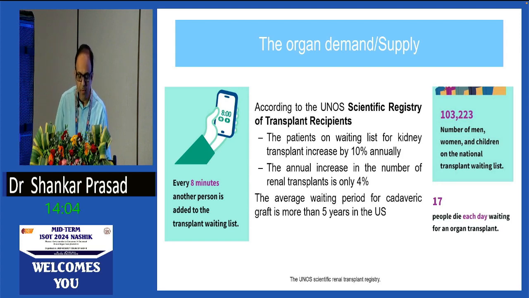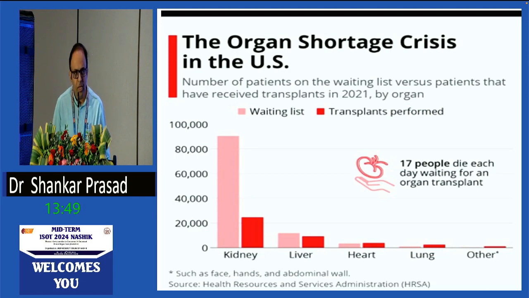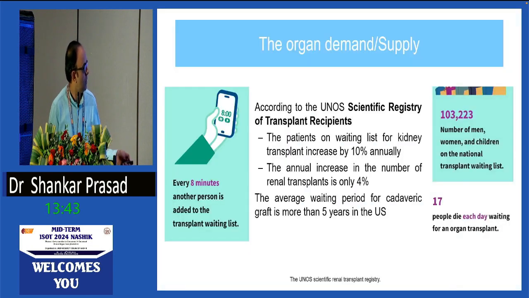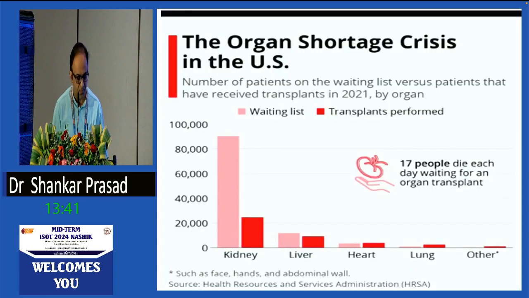And in spite of renal transplants increasing by about 4% every year, there is still a gap and it's widening every year. The average waiting period for a cadaver graft is more than 5 years in the United States. If you look organ-wise, there is a huge gap in the kidneys in the US compared to the other organs.